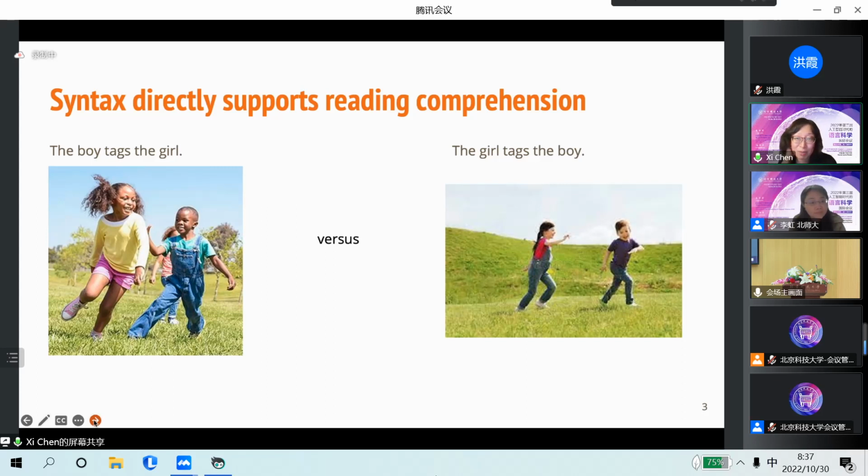Syntax directly supports reading comprehension. So the boy tags the girl versus the girl tags the boy. The two sentences have exactly the same words, but obviously the meanings are different depending on the syntax.